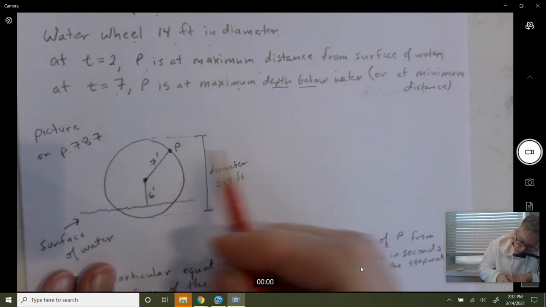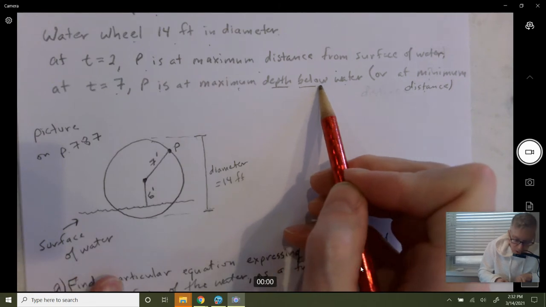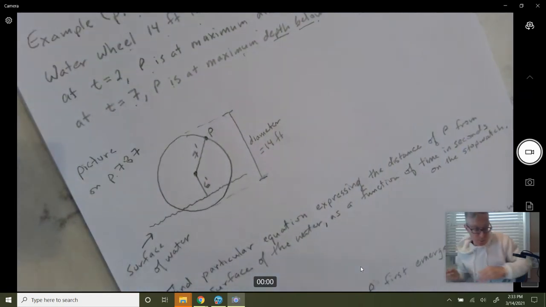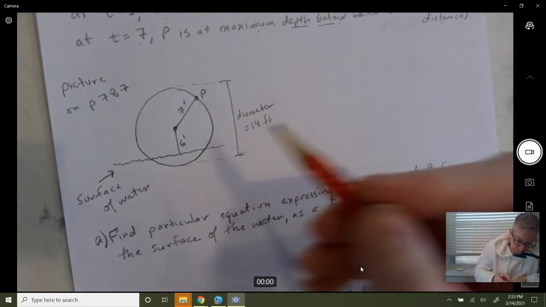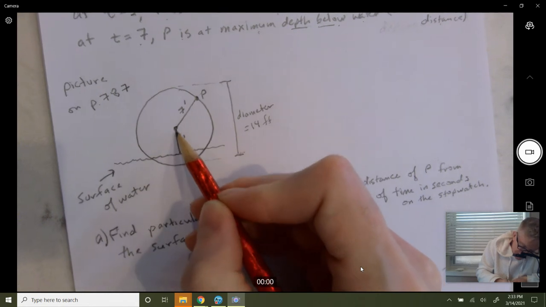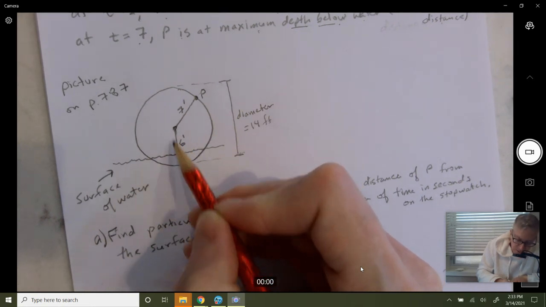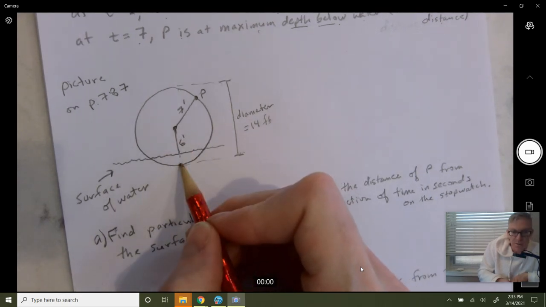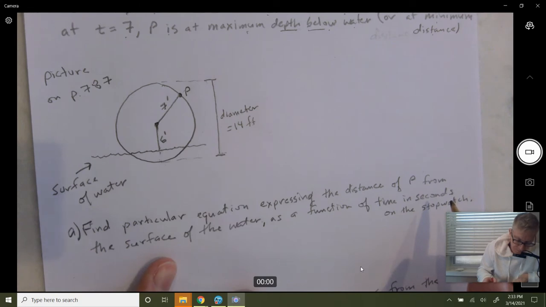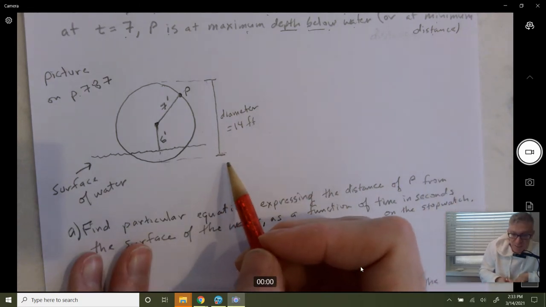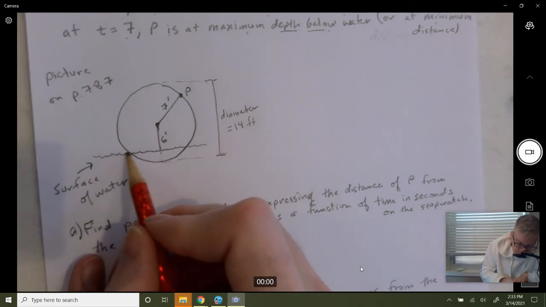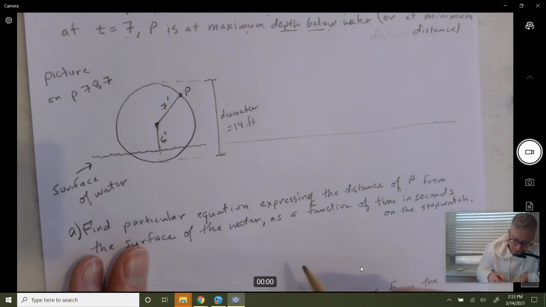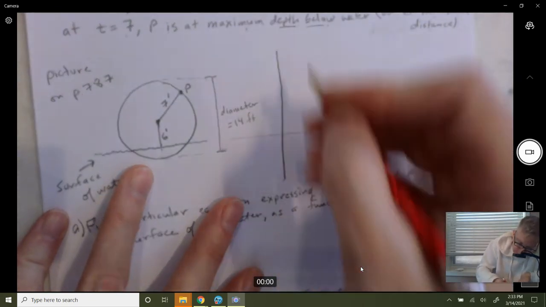They told us a maximum depth below the water. I think they told us that one was 1 foot below, right? Maybe we don't know that, but we know that from the picture. From the picture, they tell us this distance is 6 feet. I don't think they told us that in words, so we didn't really know that till now, but it means it has to be 1 more foot to make the radius of your circle. Now what I'm going to do is basically draw my axis here. We want to measure D as the distance from the surface of the water. So this is my x-axis. I'm going to draw my y-axis.